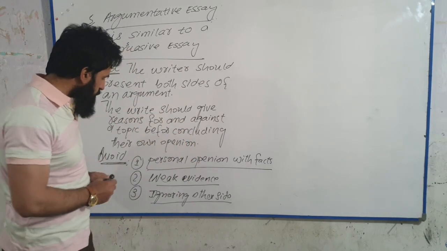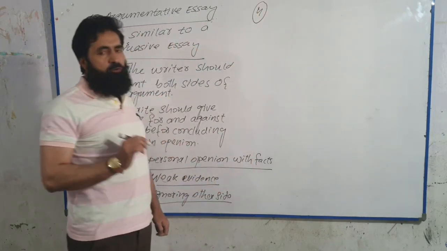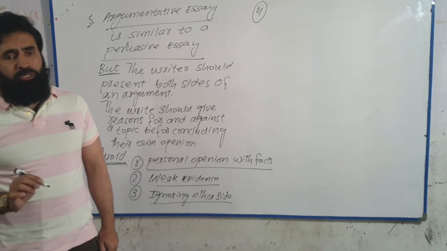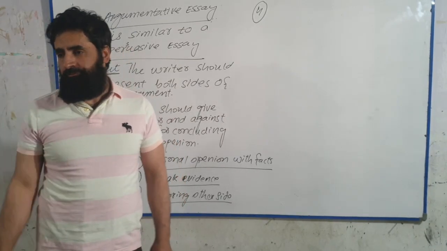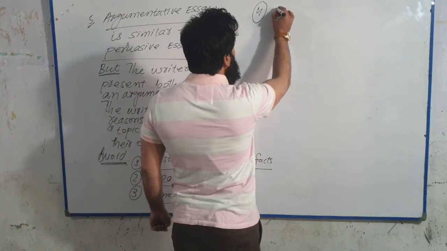Got it? What about the fourth one? The fourth thing to be avoided is emotional language. The writer should avoid emotional language.